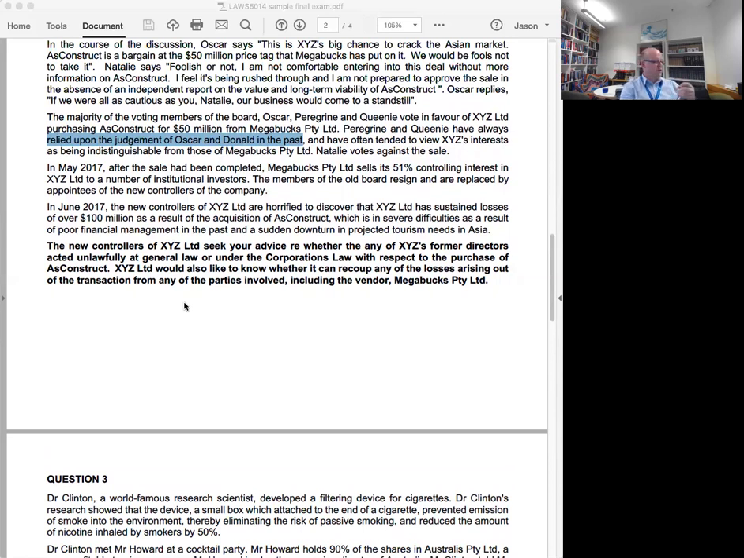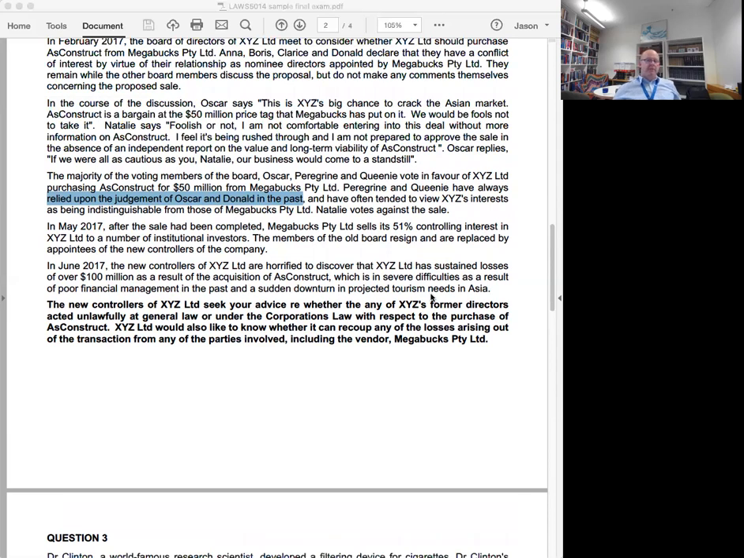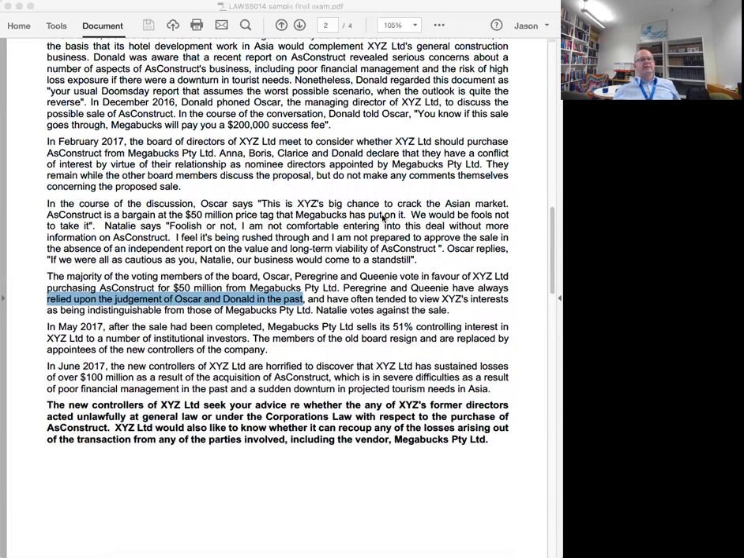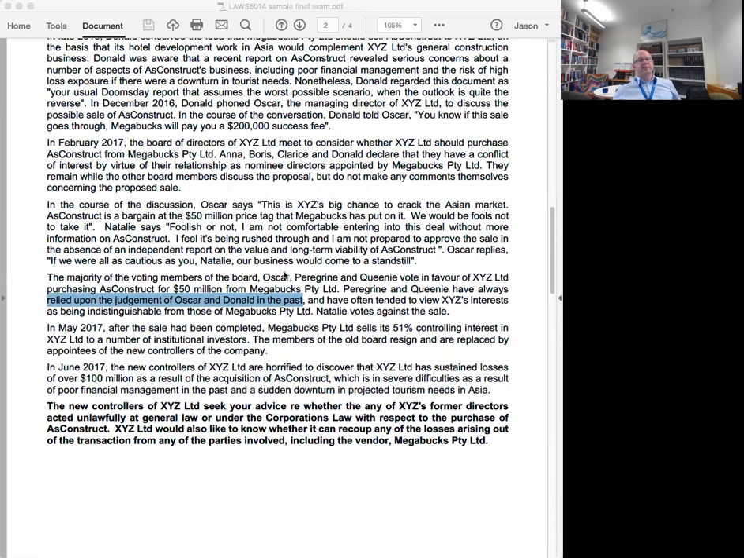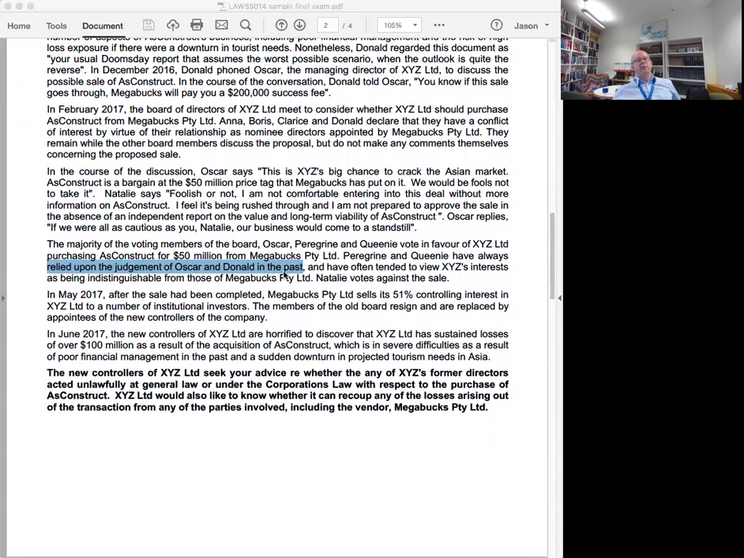All right, so then addressing the question, any of the former directors, I'd be going through them separately. Look at Donald and his conduct. Look at Oscar and his conduct. Look at Anna, Boris, Clarice, with respect to not still participating in the meeting, not voting, and then look at Queenie and Peregrine. So set them out as separate headings and then go through the duties.